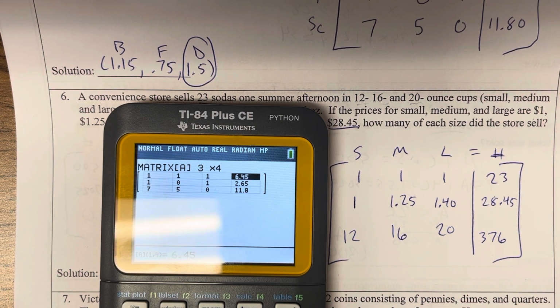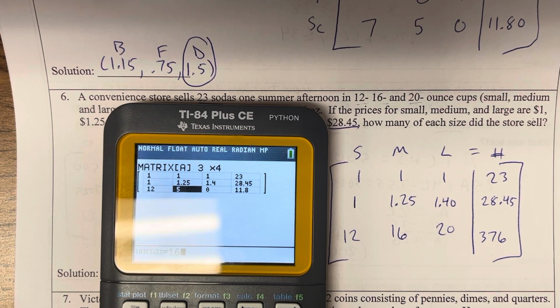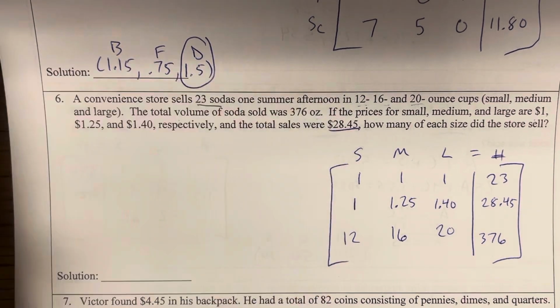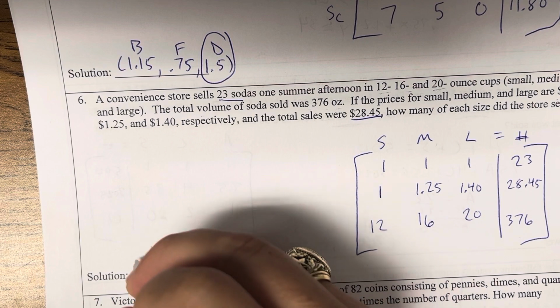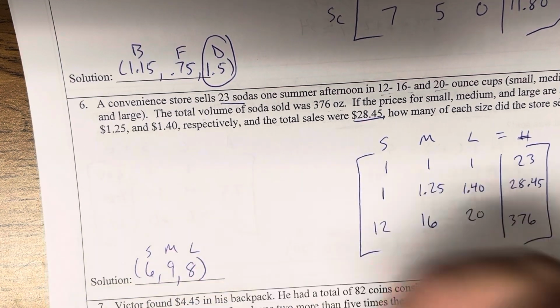1, 1, 1, 23, 1, 1.25, 1.40, 28.45, 12, 16, 20, and 376. So how many did each of them? So 6, 9, and 8. That was the small, the medium, and the large.